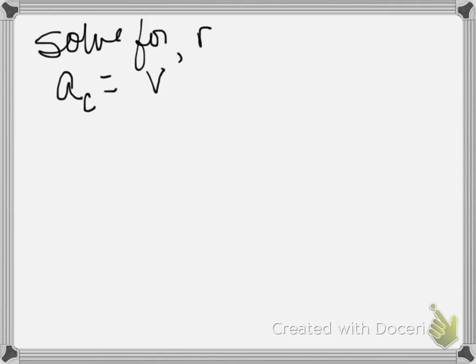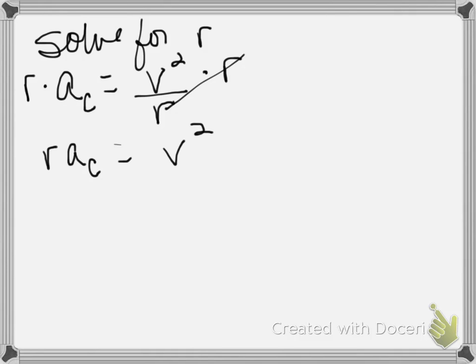Here's a few more problems. We want to solve for r. So we have to multiply both sides by r because r is in the denominator. We need r to be in the numerator. So we're going to multiply both sides by r. Now we have to divide everything by a sub c.